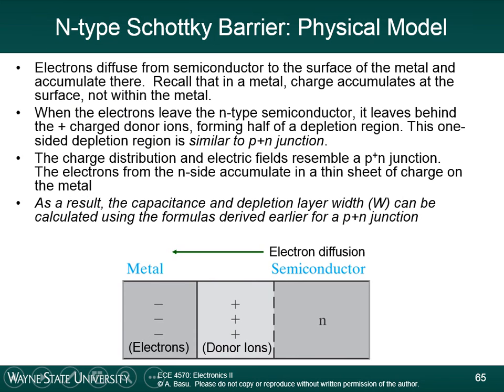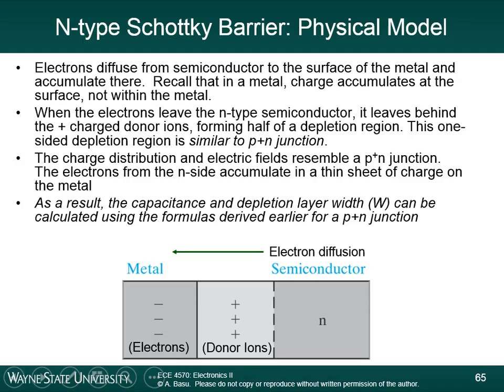So all the electrons that diffuse from the semiconductor into the metal, they deposit themselves right on the surface of the metal. This diagram is a little confusing, I think, because it's sort of showing that the electrons have gone into the metal. That's not quite accurate. The electrons actually accumulate at the surface of the metal, right at the junction between the two materials.